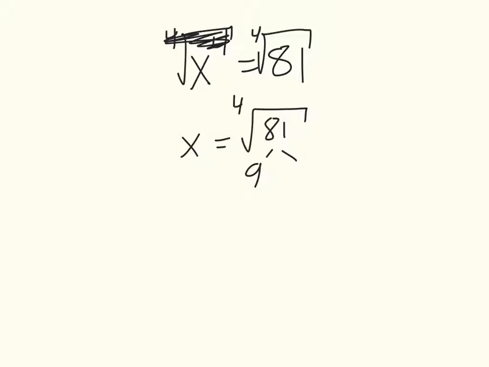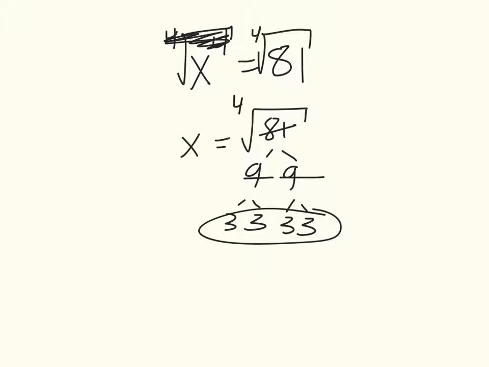I know 81 is 9 and 9, but I'm not looking for 2 matching numbers, I'm looking for 4. Fortunately, I know that both of my 9s break up into 3 and 3, and there's 4 matching numbers. So x equals 3. Because this is an even root, I know I've got a positive and a negative version, so x equals plus or minus 3.